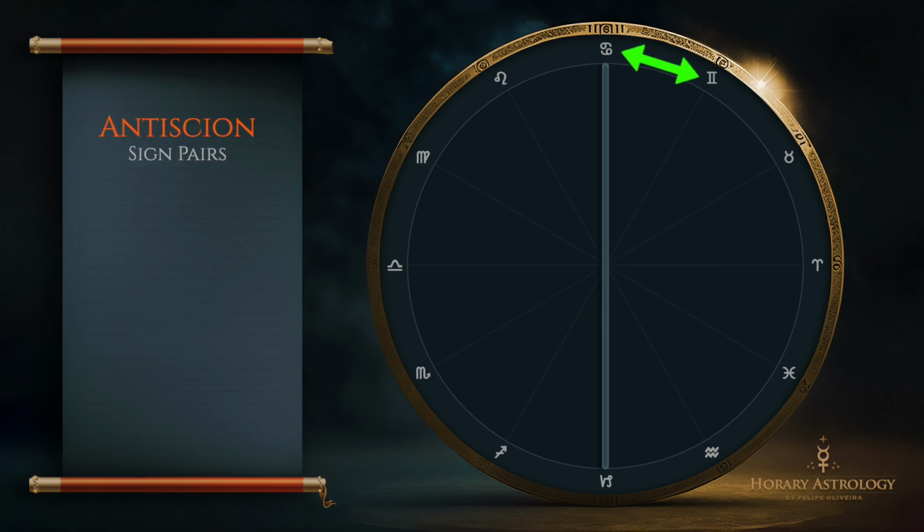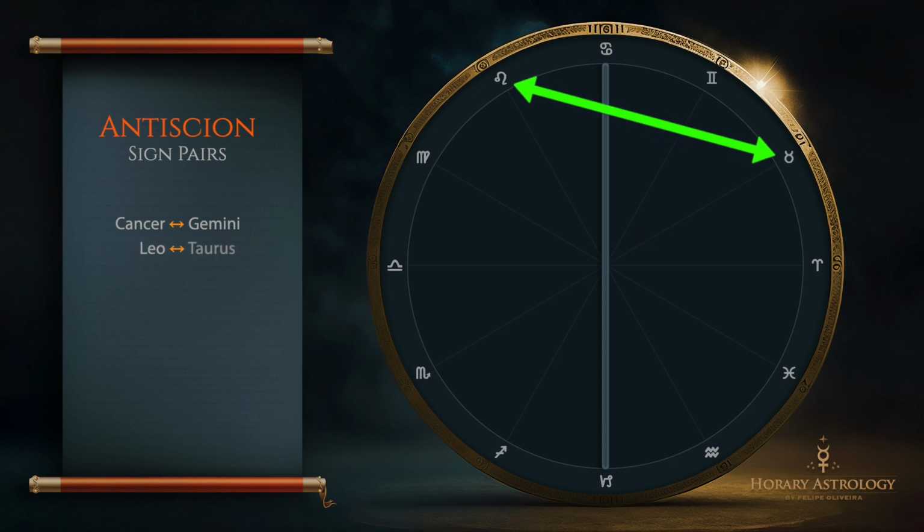Cancer's Antiscion is Gemini, and vice versa. So a planet in Cancer has its Antiscion in Gemini, and a planet in Gemini has its Antiscion in Cancer. Leo's Antiscion is Taurus, and vice versa. So a planet in Leo has its Antiscion in Taurus, and a planet in Taurus has its Antiscion in Leo.